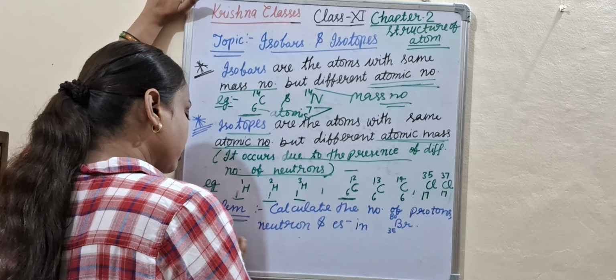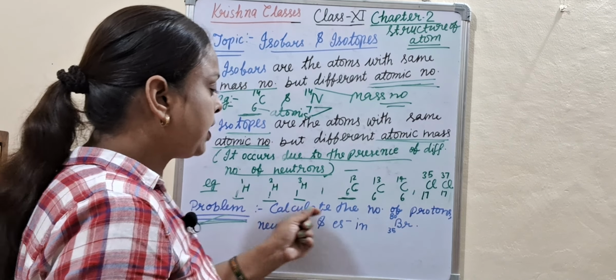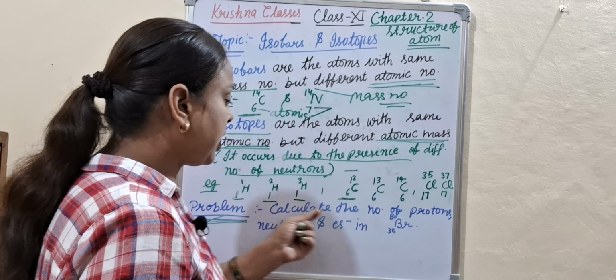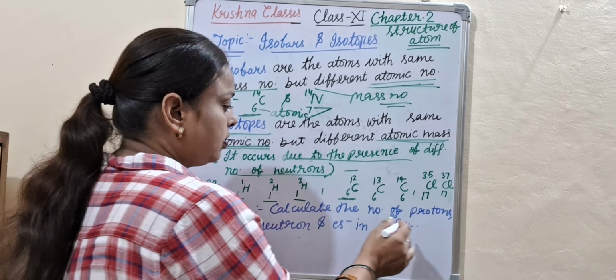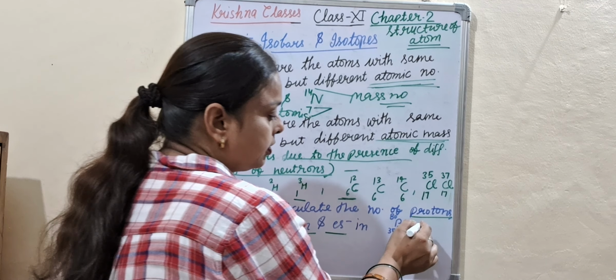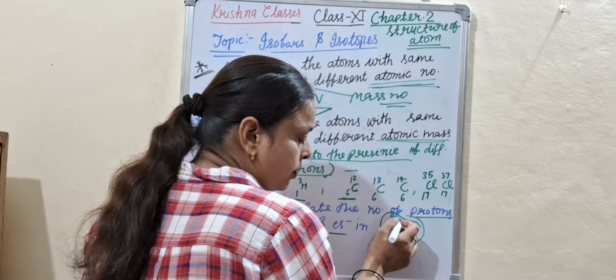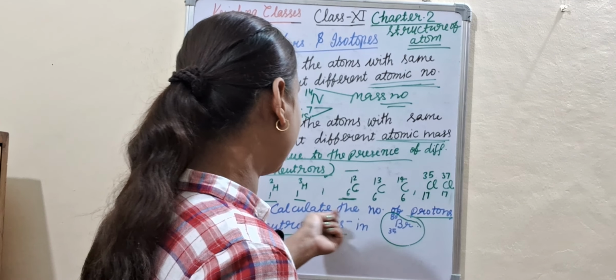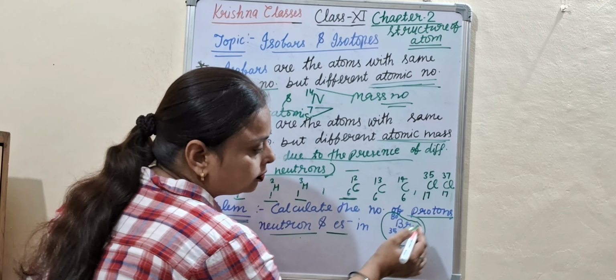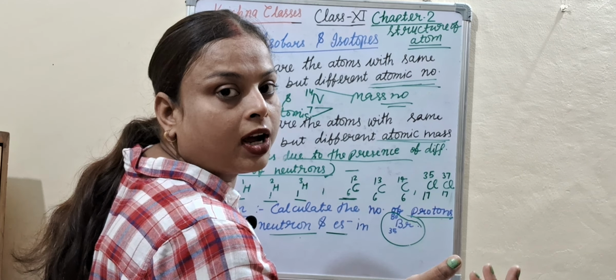Now come to the next point. One problem has also been given in today's class. What is the problem? Calculate the number of protons, neutrons and electrons in this atom. What is the atom? 35 Br 80. This is the atom given. First you have to calculate the protons. You know very well, the number of protons is equal to the number of electrons, which is equal to the atomic number.